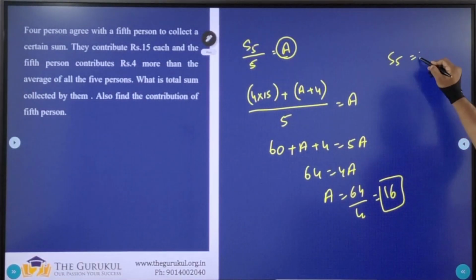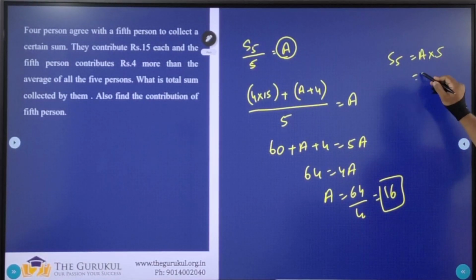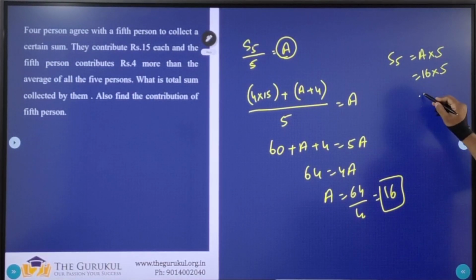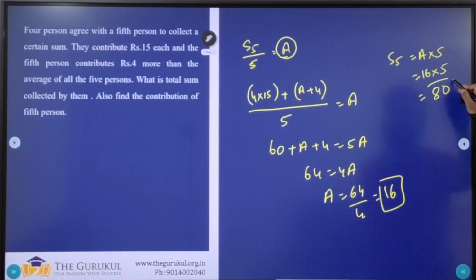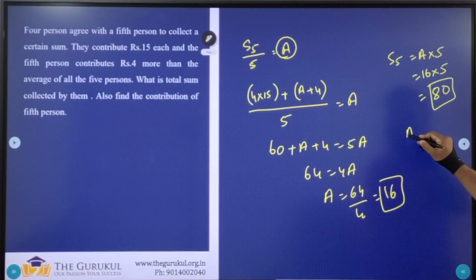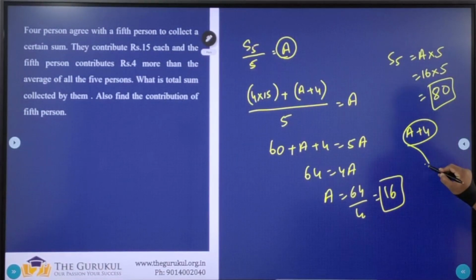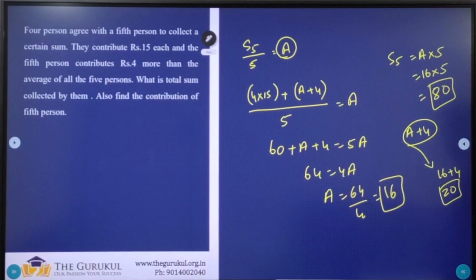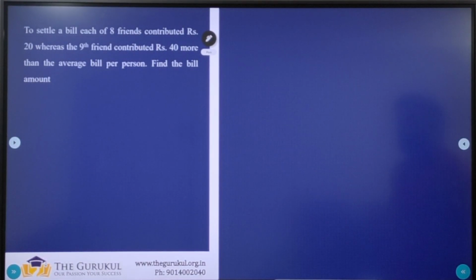Sum of 5 members is equal to average into 5. That is 16 into 5. 80 rupees is the total amount collected. Find the contribution of the fifth person. The fifth person contributed A plus 4 rupees. So 16 plus 4, he contributed rupees 20. Clear? One more example in the same model.